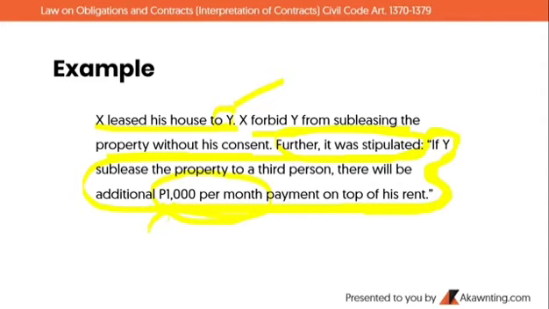Okay? So, ayan. Pag binasa nyo siya lahat, doon nyo lang maintindihan na yung 1,000 pala ay penalty. Pero pag binasa nyo lang yung mismong sentence na yan, akala nyo yung 1,000 additional payment kasi pwede niyang ipasublease. Okay, so, yun nga. Sa pag-interpret ng contract, kailangan nabasa mo yung buong contract.